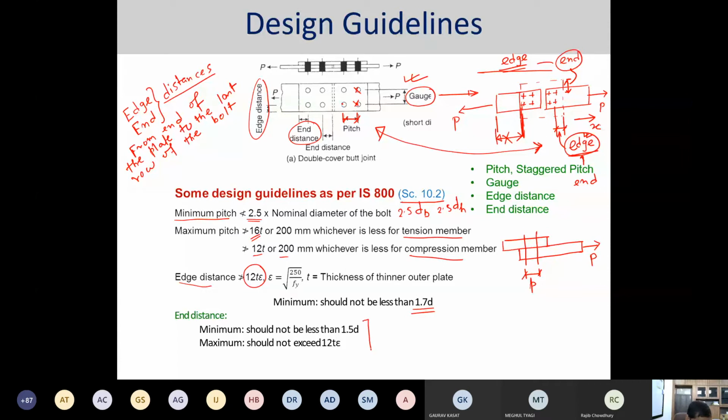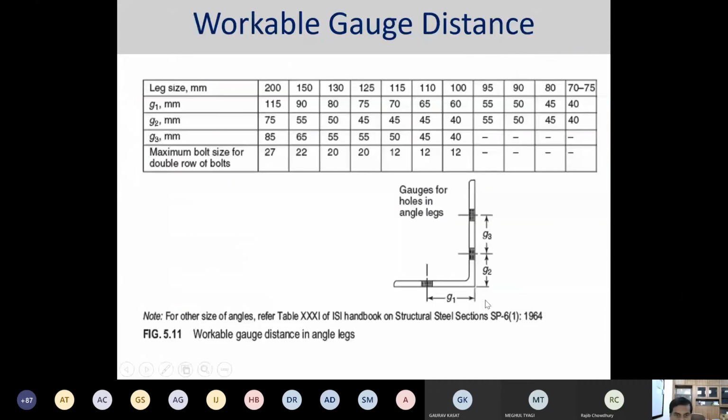Similarly, for the end distance, minimum and maximum are also given, but whenever we do design in practical life, we consider the same thing for both edge distance and end distance to ease the design difficulties. As we go for the simpler, our life becomes very easy rather than complicating many things. Obviously, we have to judiciously choose the specified parameters also. Similarly, those are for the simple plated structure.